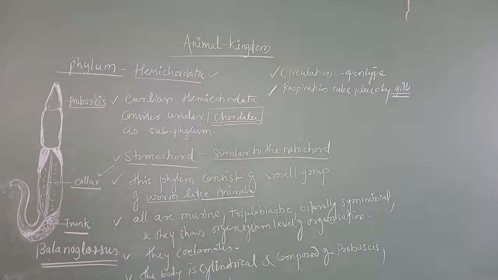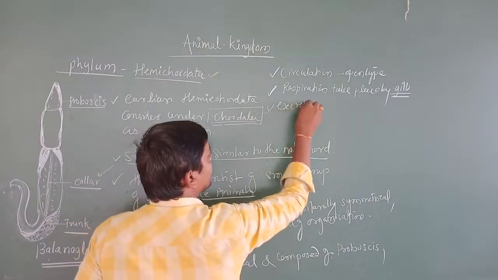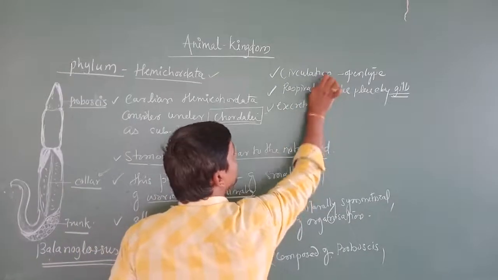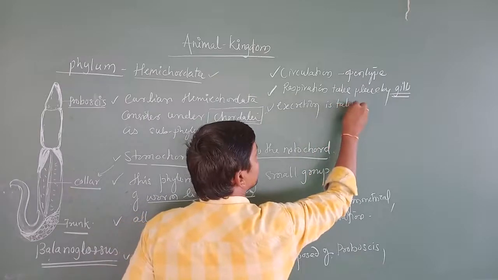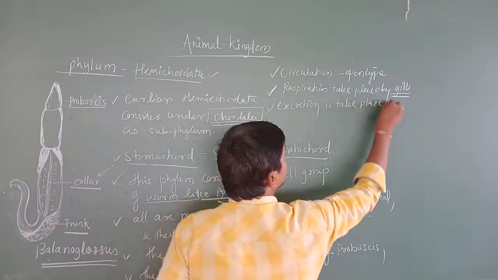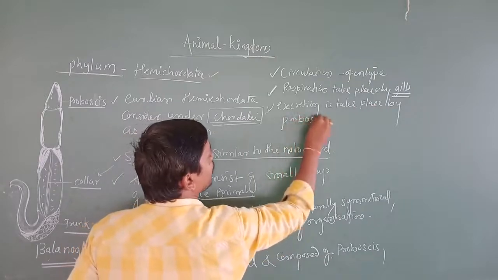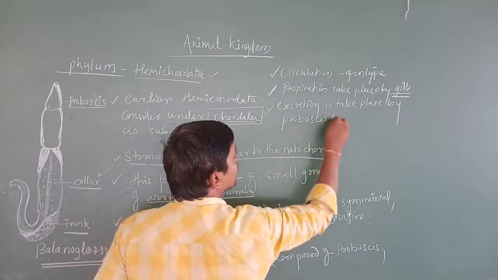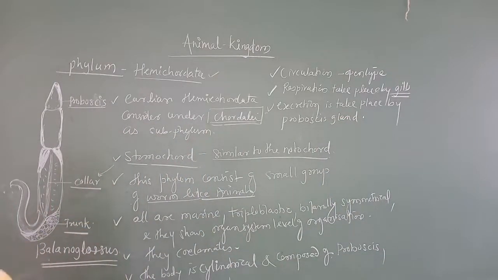Excretory organ is proboscis gland. Excretion takes place by proboscis gland. Sexes are separated, fertilization is external.